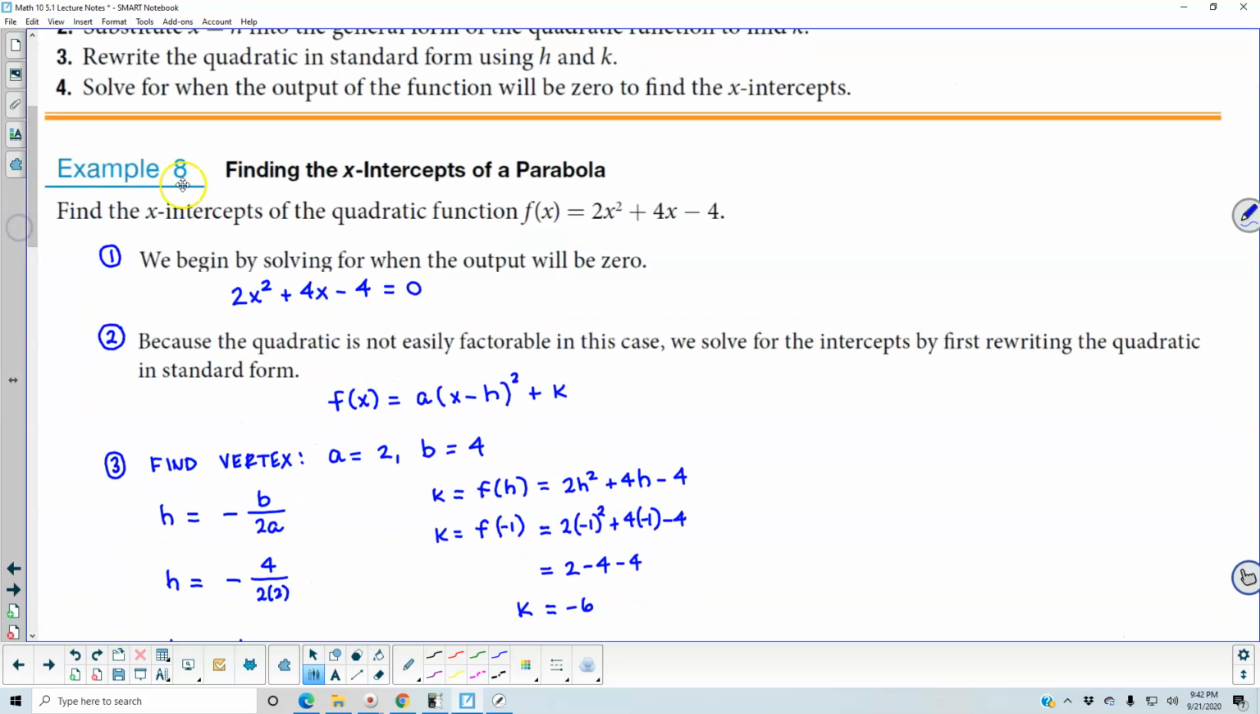So for example 8, we're finding the x-intercepts of a parabola. Find the x-intercepts of the quadratic function f of x, which is equal to 2x squared plus 4x minus 4. Step number 1, we begin by solving for when the output will be 0. So we have 2x squared plus 4x minus 4 equals 0. Now, because the quadratic is not easily factorable in this case, we solve for the intercepts by first rewriting the quadratic in standard form.